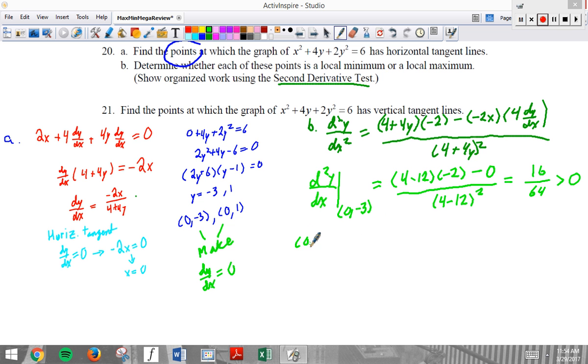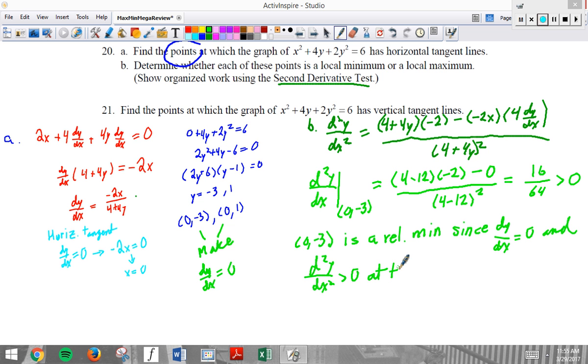So (0, -3) is a relative what? If you said or thought relative minimum, you're right. Since dy/dx equals 0, and the second derivative is positive at that point, you must say that. Or you show the evaluation for both of them.